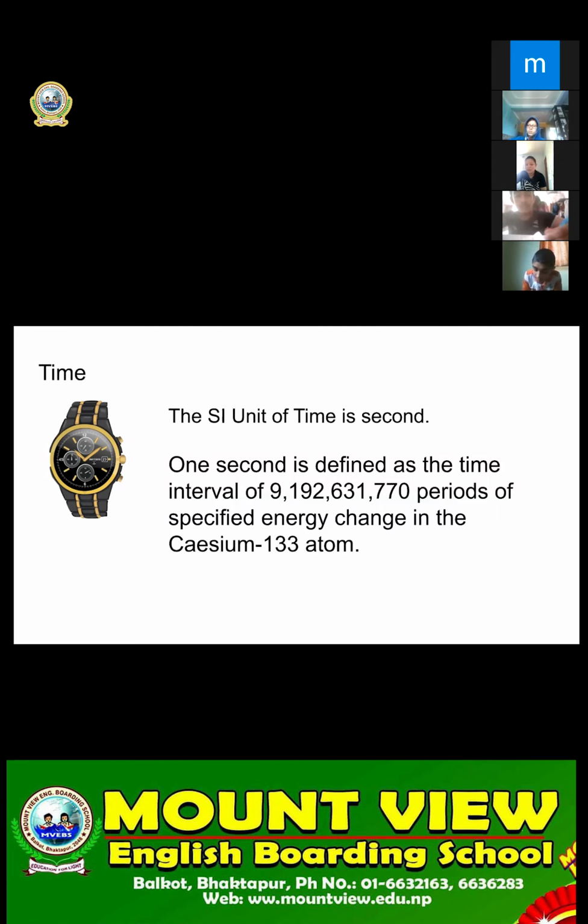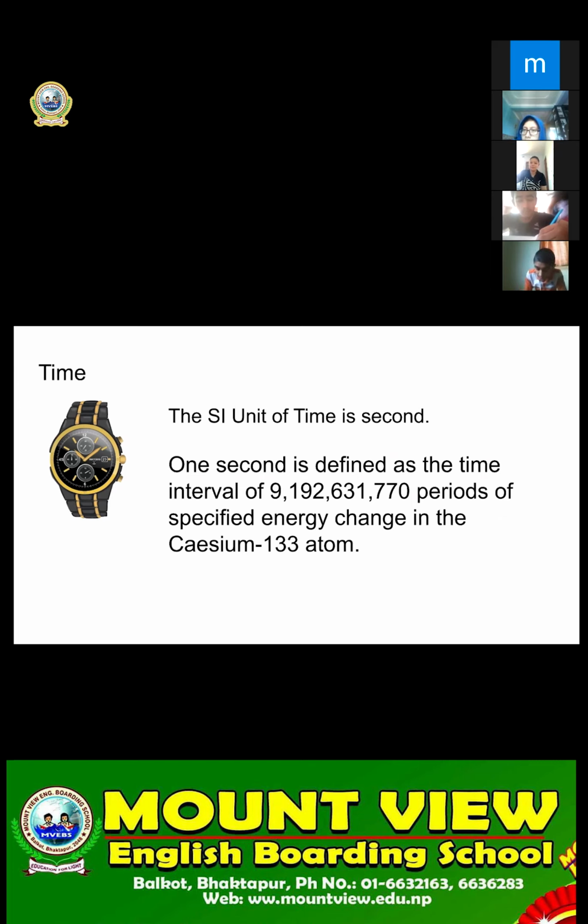So till now, the students of class 9 are able to know the three fundamental quantities with their units. The SI unit of length is meter, the SI unit of mass is kilogram, and the SI unit of time is second. Now let us define 1 second time.